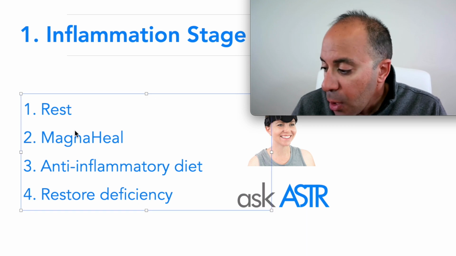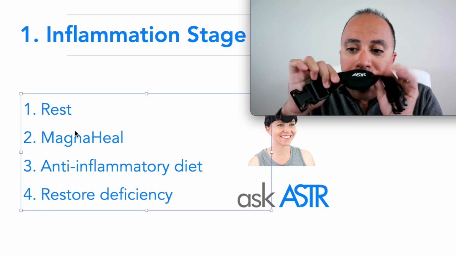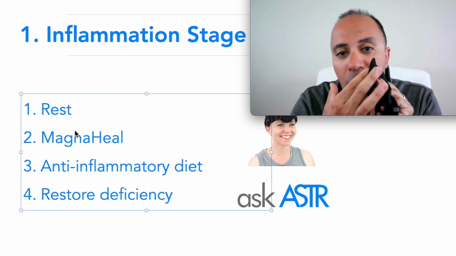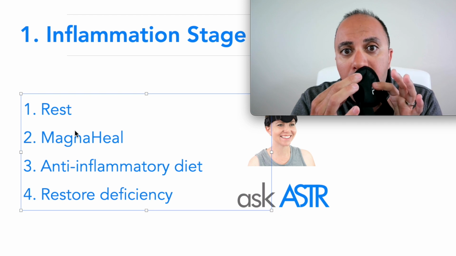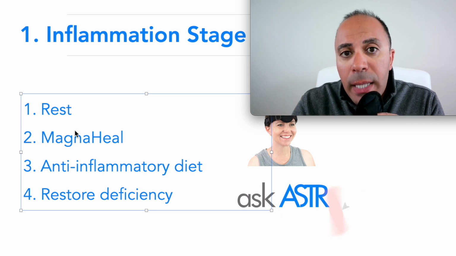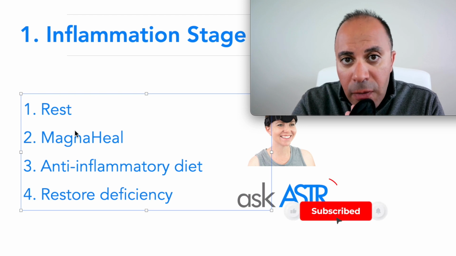What I personally use is the Magna Heel 2. This is a very strong magnet, with a magnetic range of about 3 inches, and that's what I personally give to my patients to use, to penetrate the body and decrease internal inflammation.